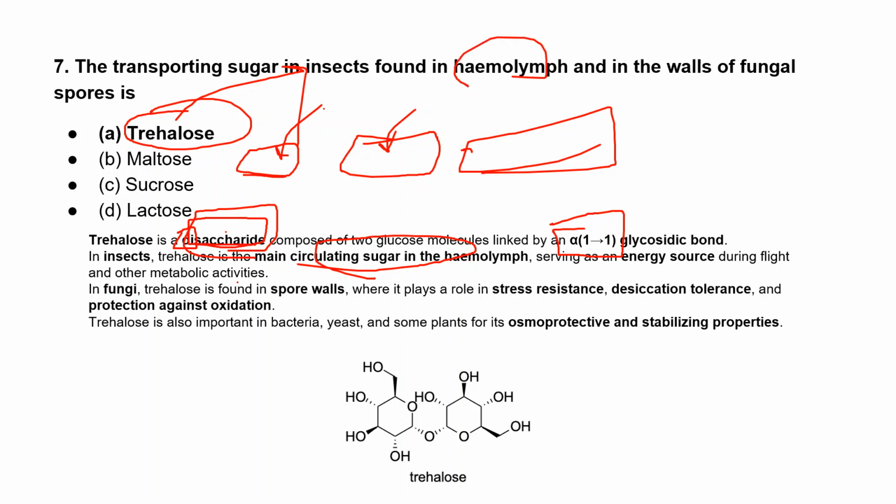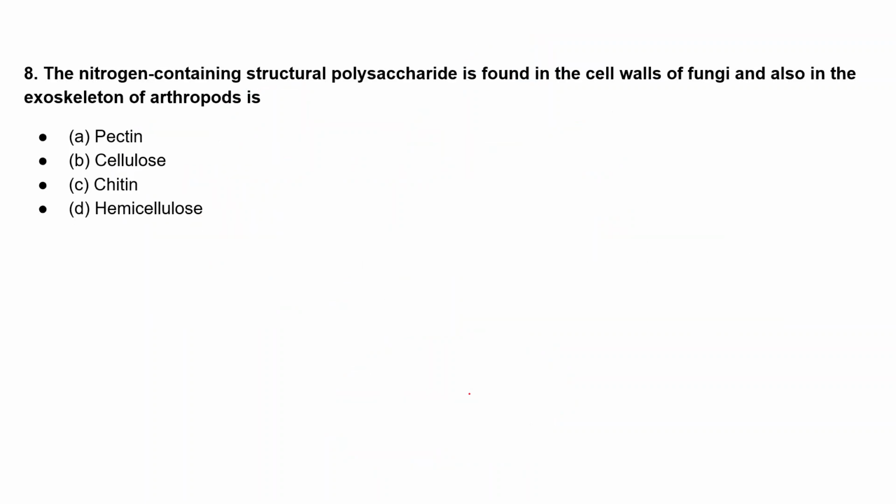In fungi also, trehalose is found in the spores, where it plays this role. So the right answer for this question is trehalose only, and this is its structure, where it forms an alpha 1-to-1 glycosidic bond: the first carbon of one sugar and the first carbon of the other sugar link through the alpha 1-to-1 bond, right?